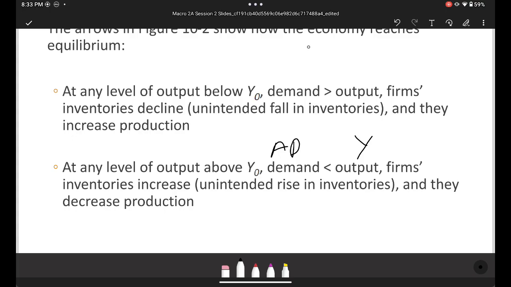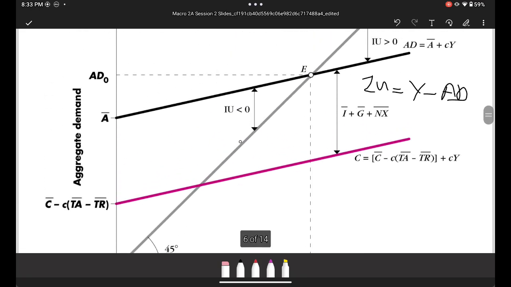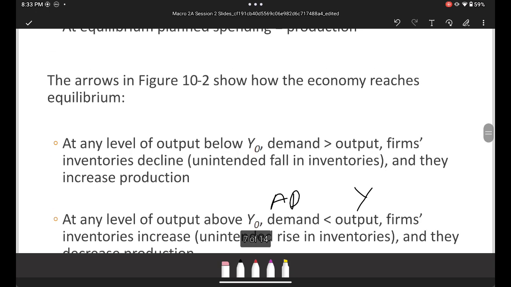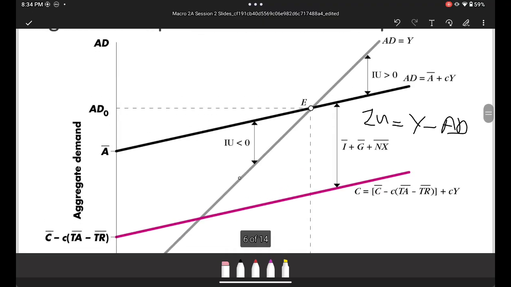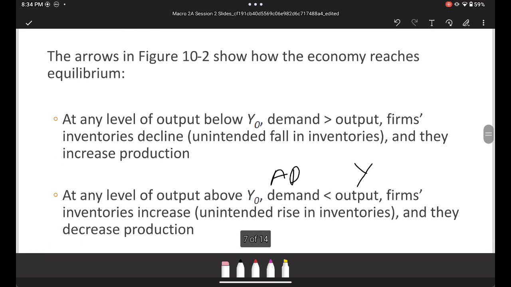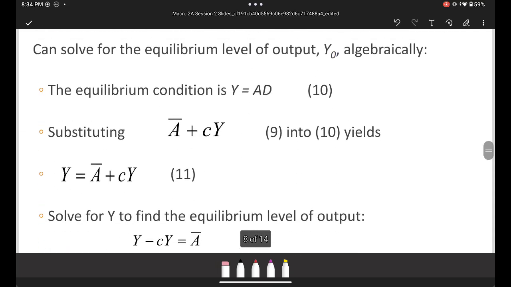On the other hand, over here, aggregate demand is greater than y, as you can see. Demand is greater than firms' output. So aggregate demand is greater than your output, which is this graph. This is the firm's output, so obviously the aggregate demand is greater than that. Decrease in inventory, right? So now you need more inventory, so firms will increase production.